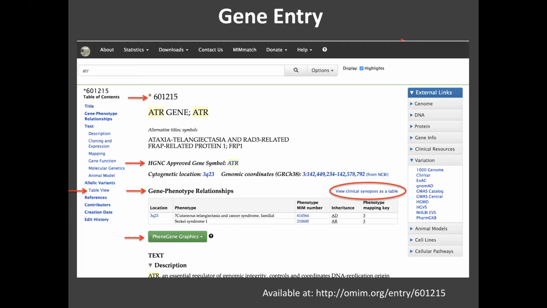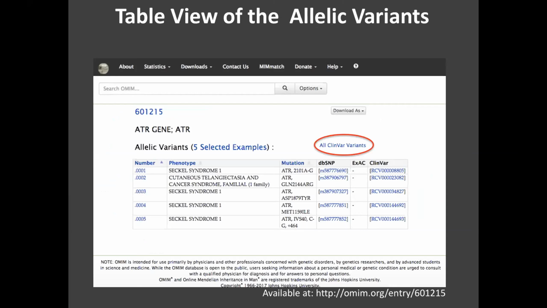You can also see that we have particular variants. In OMIM, the variants are example variants. We are not the variant database, but you can go to ClinVar to see a more comprehensive list of all the variants associated with this gene.